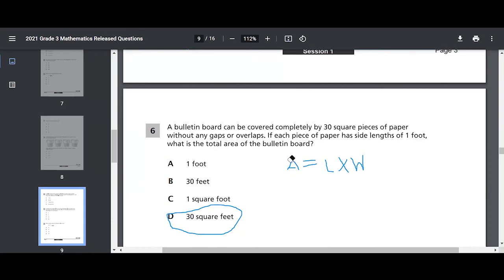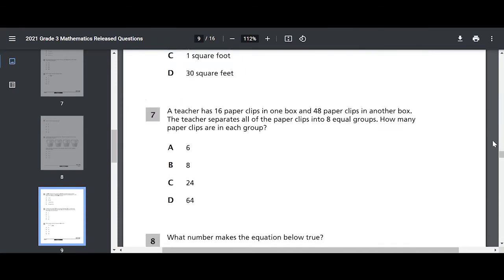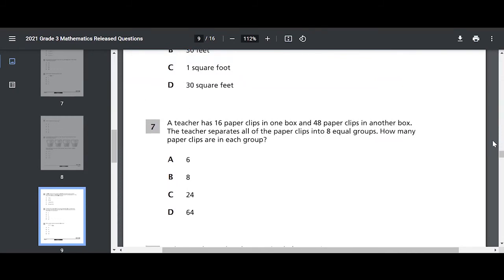Now I'm going to erase what we did, and we're going to carry on to the next question. Question number 7. A teacher has 16 paper clips in one box and 48 paper clips in another box. The teacher separates all of the paper clips into 8 equal groups. How many paper clips are in each group?